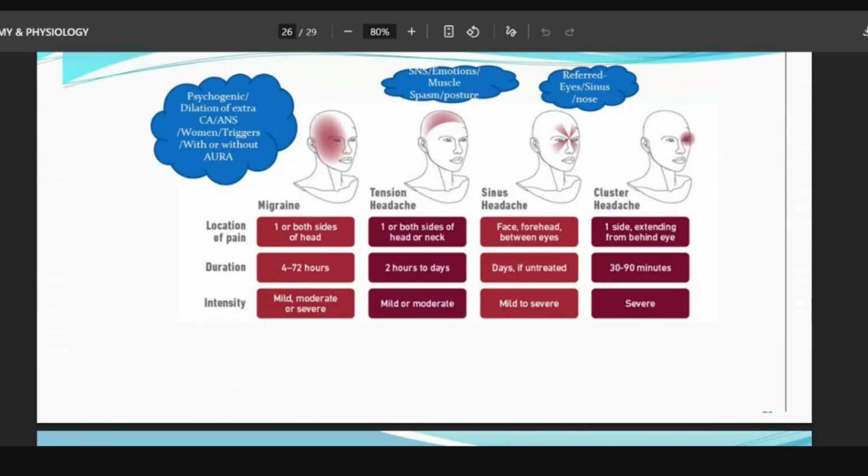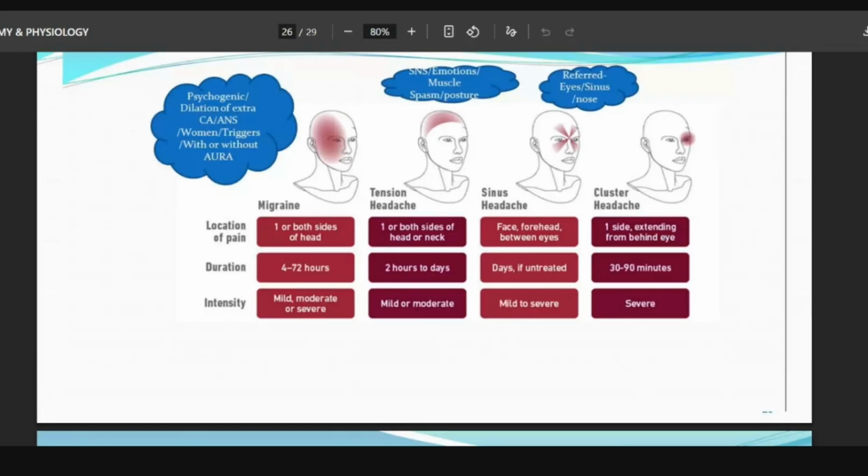Sympathetic, parasympathetic nervous system gets impaired, ANS gets disrupted, and it's mostly common in women. There are some triggers, either food or stress or something, or extra light or extra sound, then that triggers this headache.